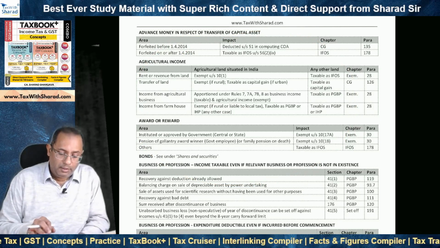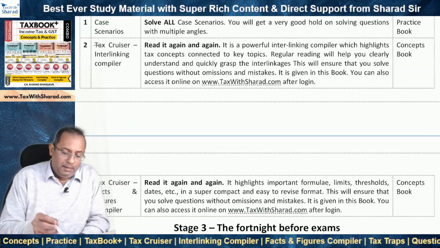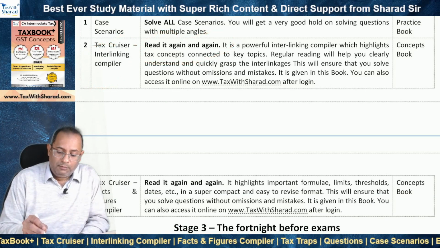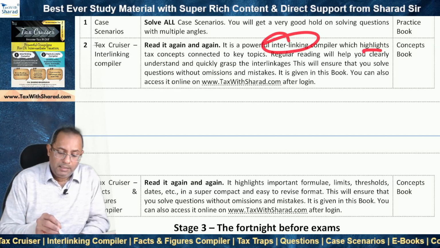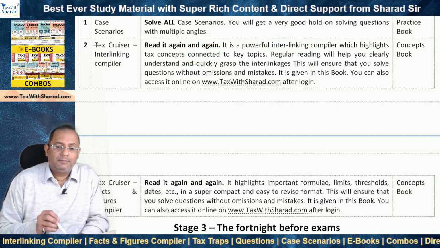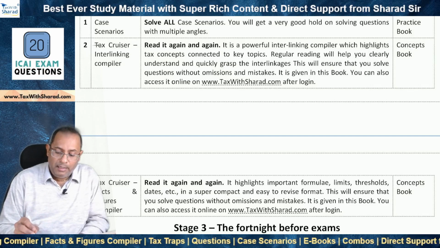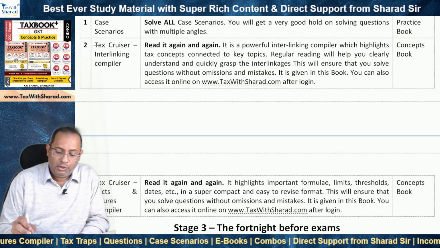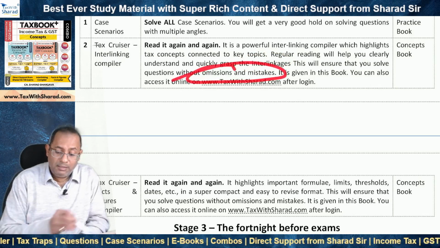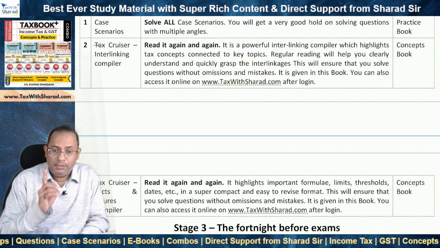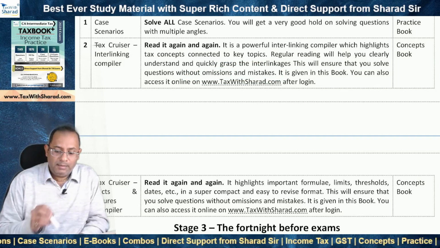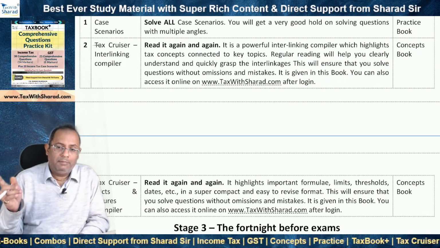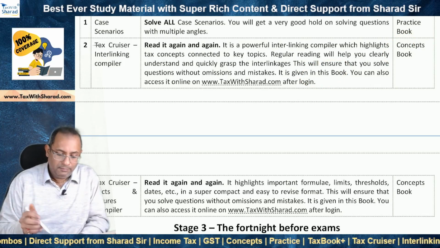So what I am suggesting is that you read the interlinking compiler again and again. It is a powerful compiler which highlights tax concepts connected to key topics. How will this help? Regular reading will help you clearly understand and quickly grasp the interlinkages. This will ensure that you solve questions without omissions and mistakes. The good part is that it is given in the concepts book. Towards the end, you will find the interlinking compiler for both income tax and GST.